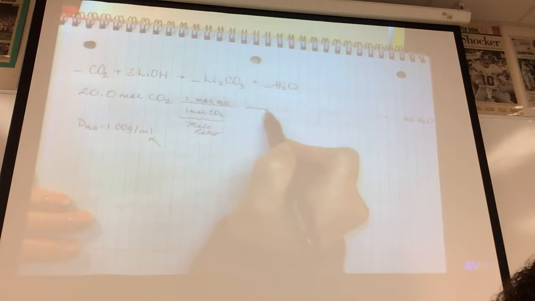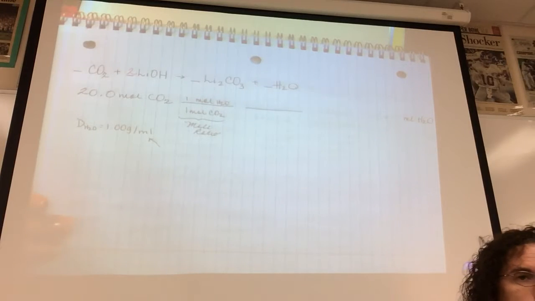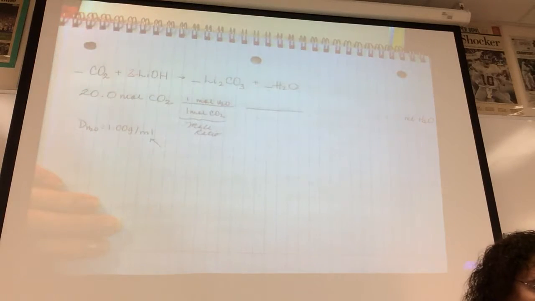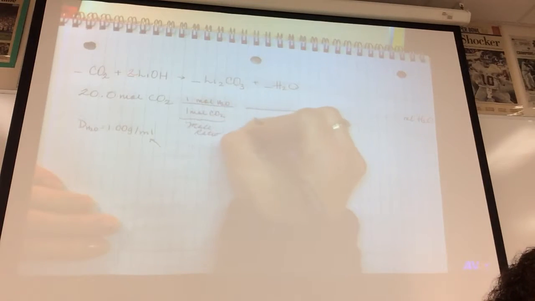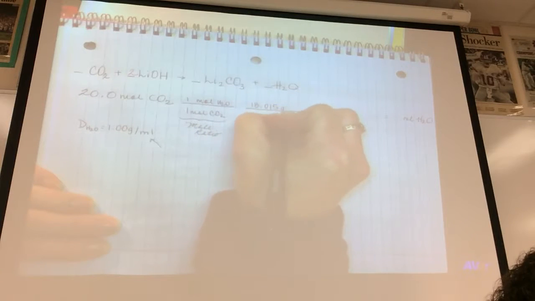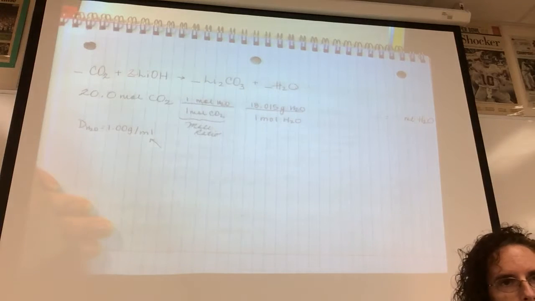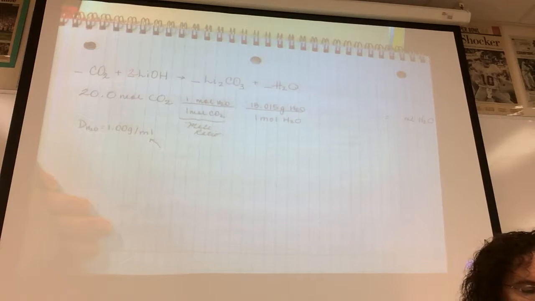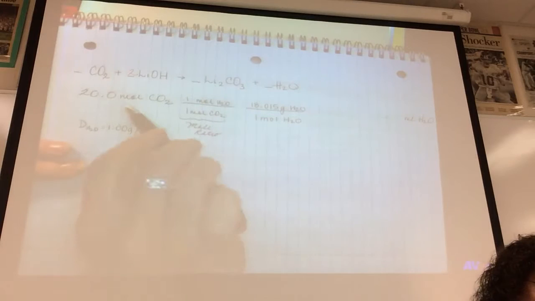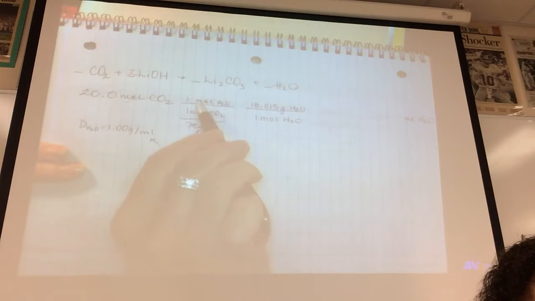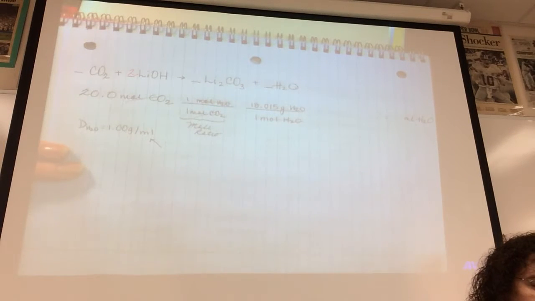In the next step, we need to convert from moles of water to the mass of water in grams. We know that 1 mole of water is equal to 18.015 grams of water, the molecular mass of water that we've done previously. So this you're already familiar with. You can see the cross cancellation of units.